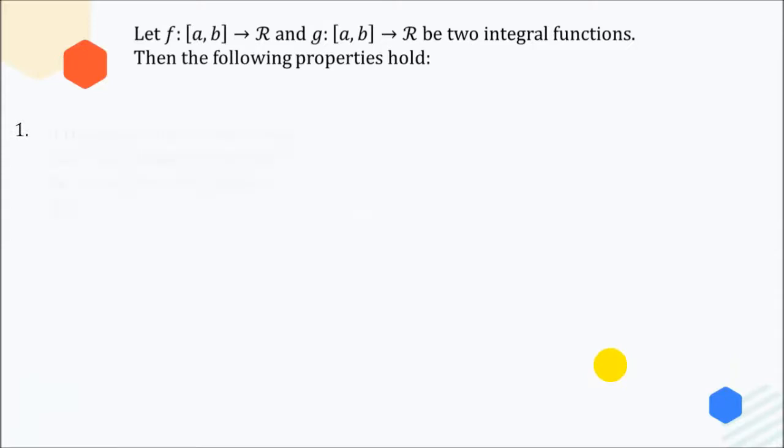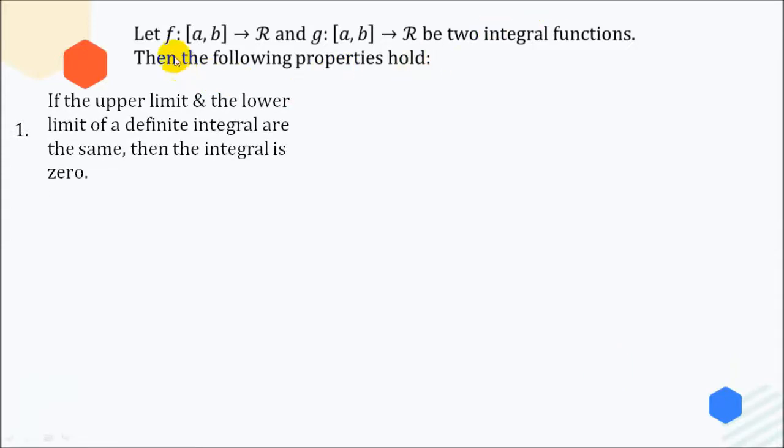First, if we have the function f in the interval [a, b], and the function g in the interval a until b, and the two integrals of the functions, then the following properties hold. For the first, if the upper limit and lower limit of a definite integral are the same, then the integral is equal to 0. So if we have a as the lower limit and a as the upper limit of the function f(x) dx, this is equal to 0.